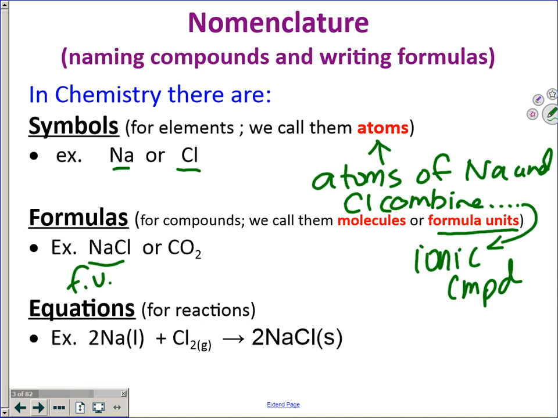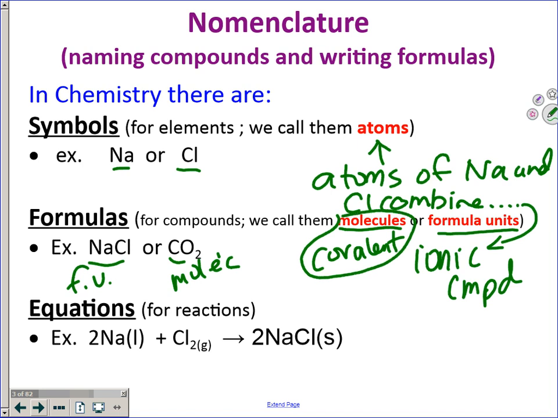But in the case of covalent, we don't use the terminology formula unit, we use the terminology molecule. So name this one for me. Carbon dioxide. Carbon dioxide, we would call that a molecule of carbon dioxide. And so those are how I usually abbreviate them. But we want to make sure we're using the right terminology as we go along. And that terminology gives me some inherent information about those compounds.